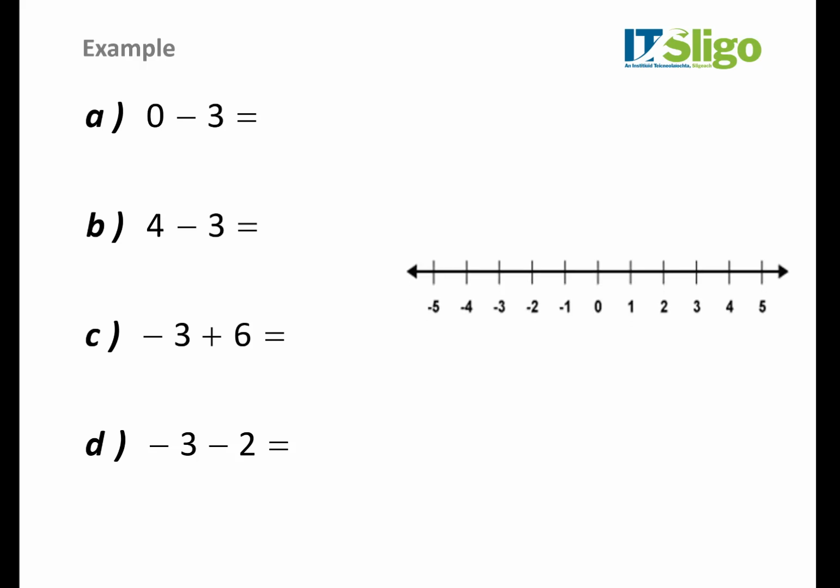Here's my number line. 0 minus 3: 0, back 3 steps, I'm going to be at minus 3. 4 minus 3: 4, again, back 3 steps, I'm now at 1. Minus 3 plus 6: I'm moving right 6 steps, I'm now at plus 3. And then minus 3 minus 2, so minus 3, and now I'm subtracting, so I move to the left 2 places, and my answer is minus 5.